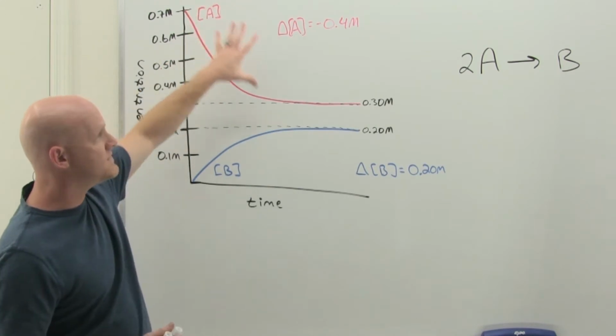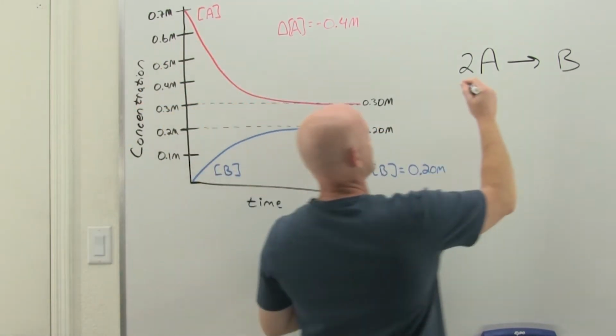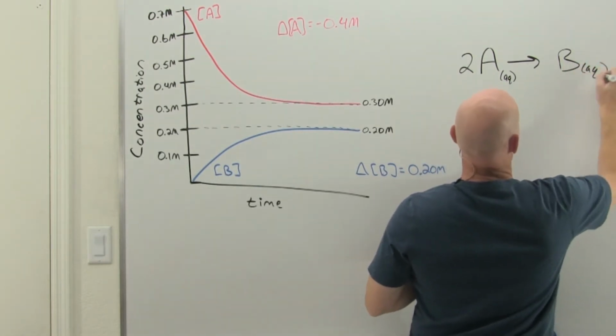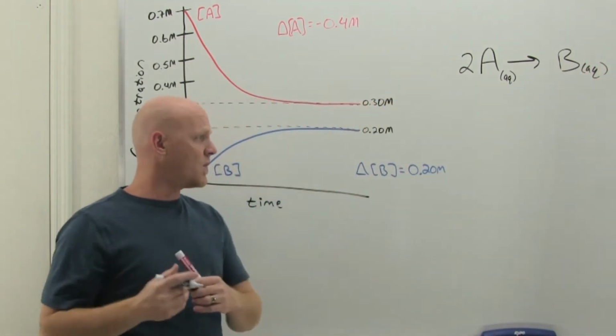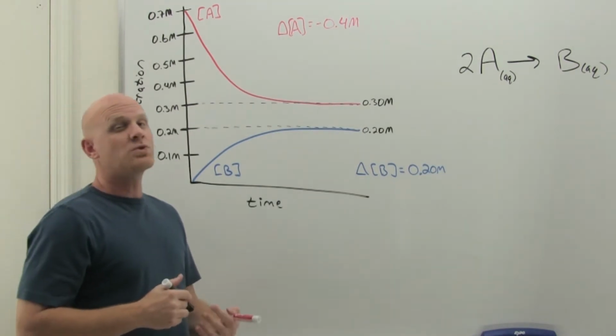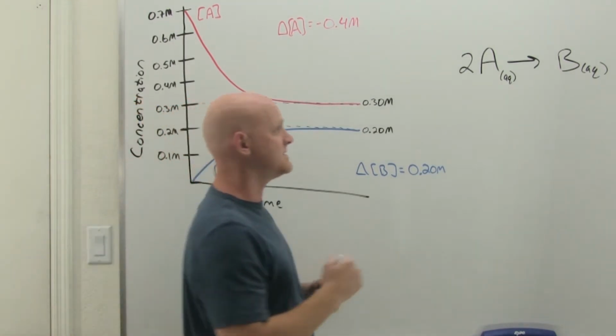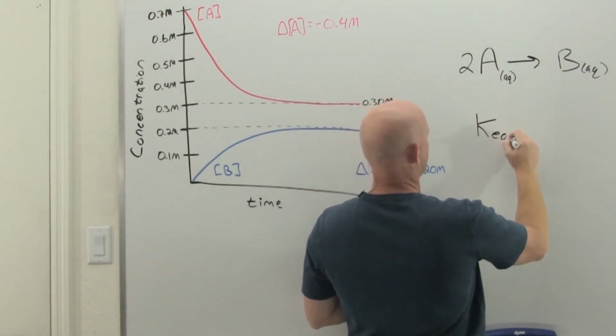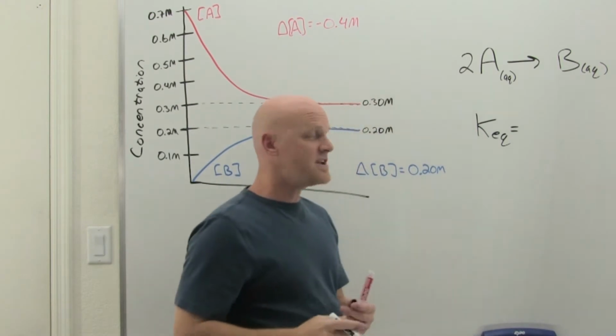Now, notice these are all given in molarity, and in this case, that means we're doing an aqueous reaction. A and B are both aqueous. They're dissolved in water here. It's why they have molarities. And so the equilibrium constant is defined as the ratio of products to reactants at equilibrium. In this case, we often define what's called K_eq, which I'll leave generic for just a second.